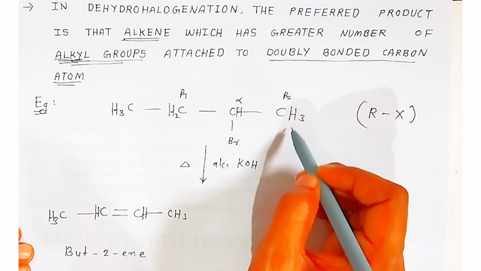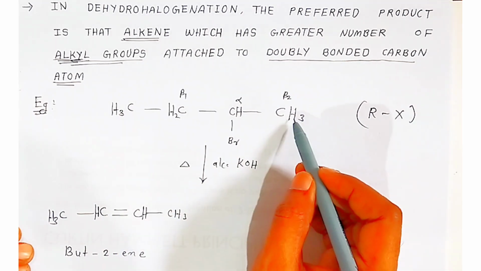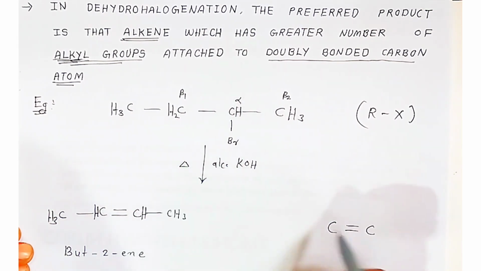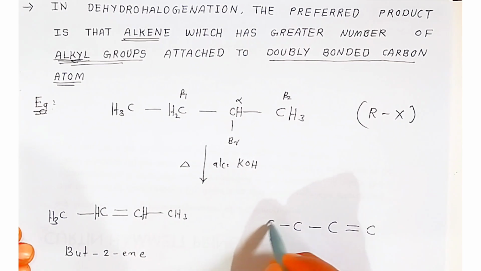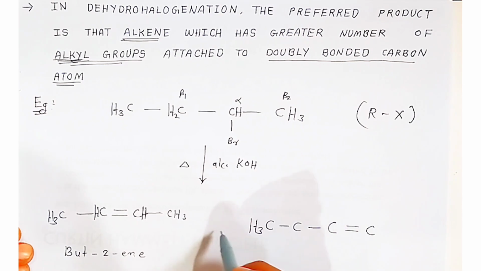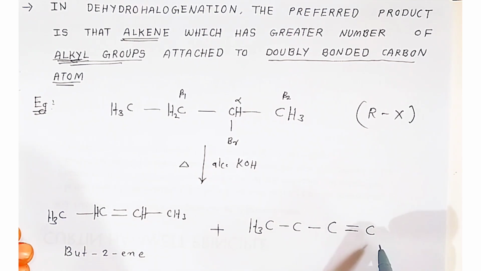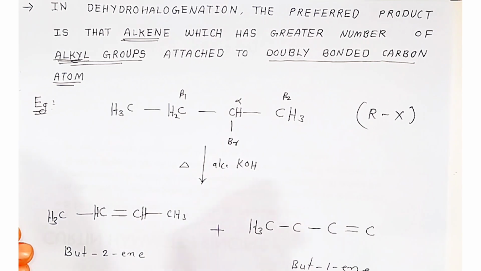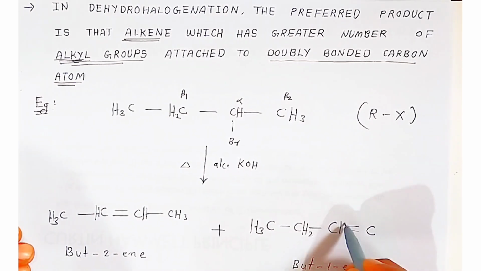What happens, students, when the hydrogen is coming from this beta hydrogen? There is a formation of a carbon-carbon double bond here. So there you are forming but-1-ene. There is a formation of alkene. This is which type of alkene? But-1-ene. Understanding, students? Now fill the valency with hydrogen, CH2, CH2.